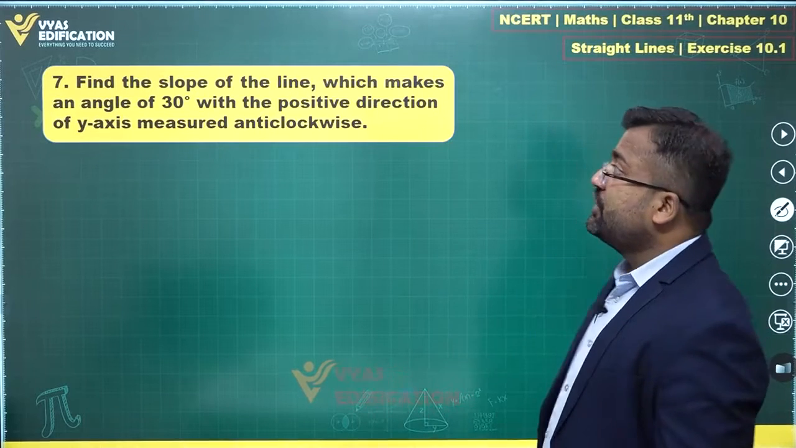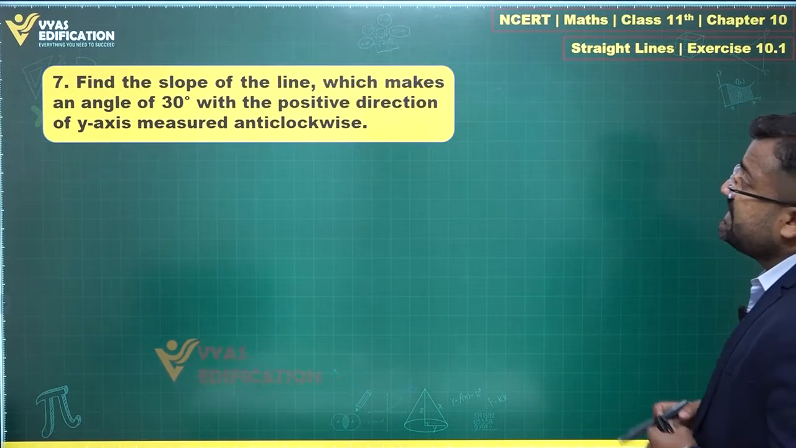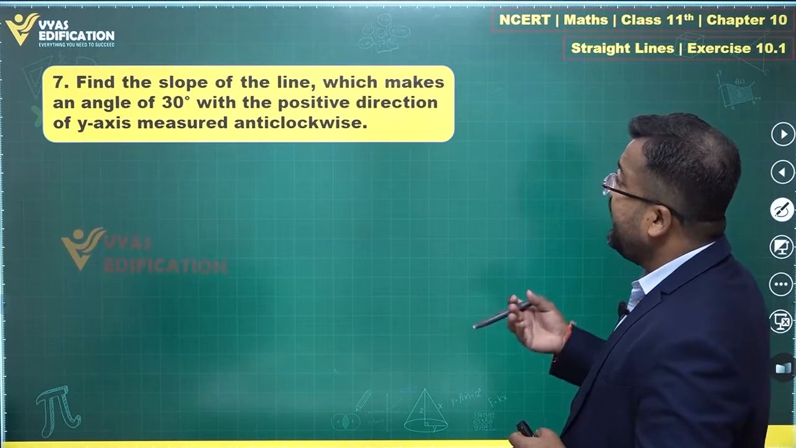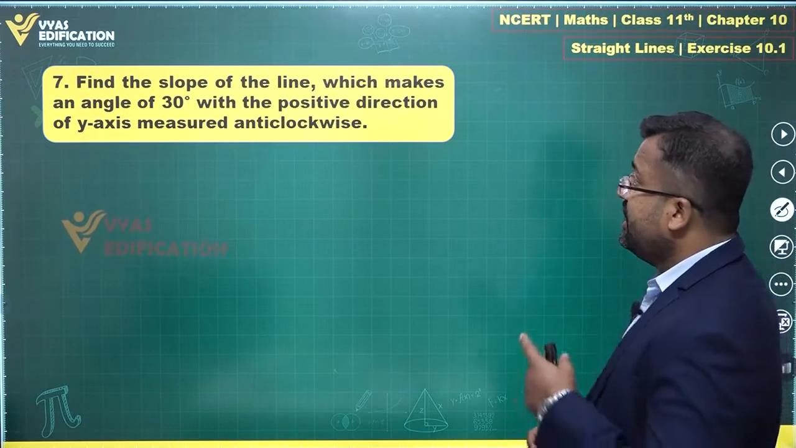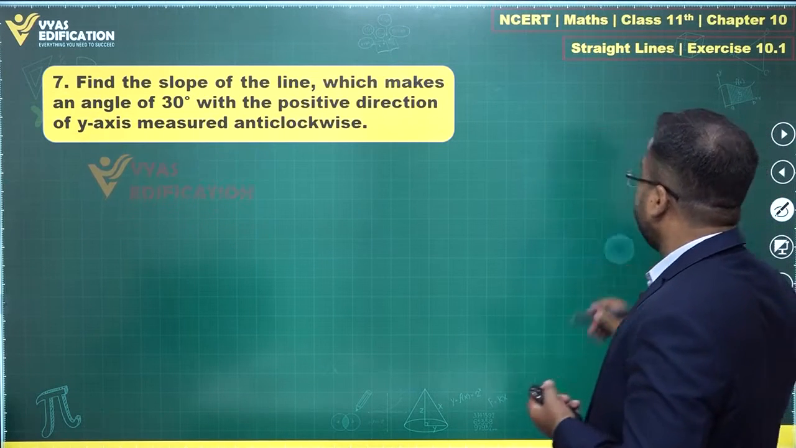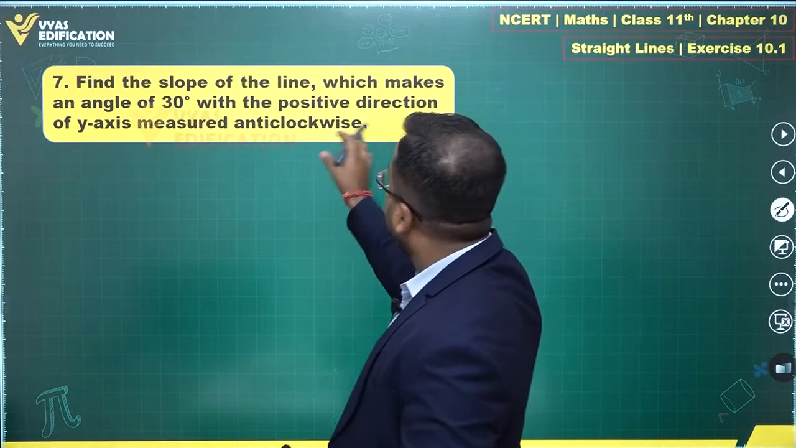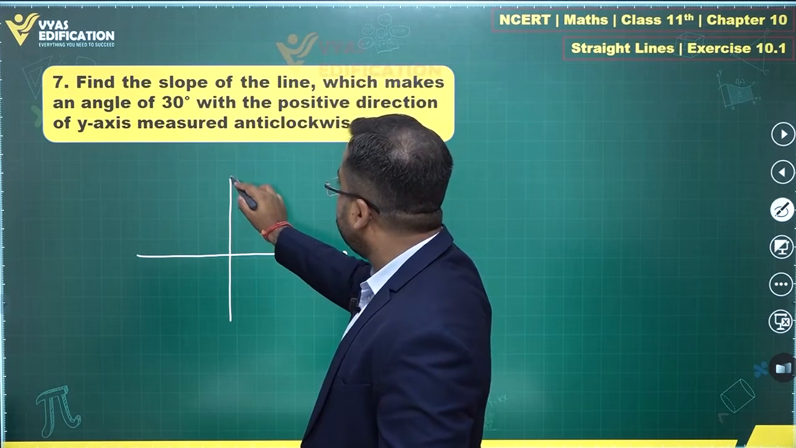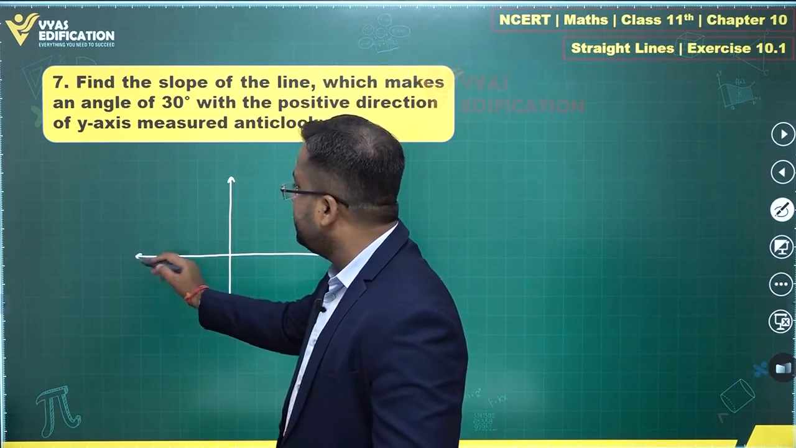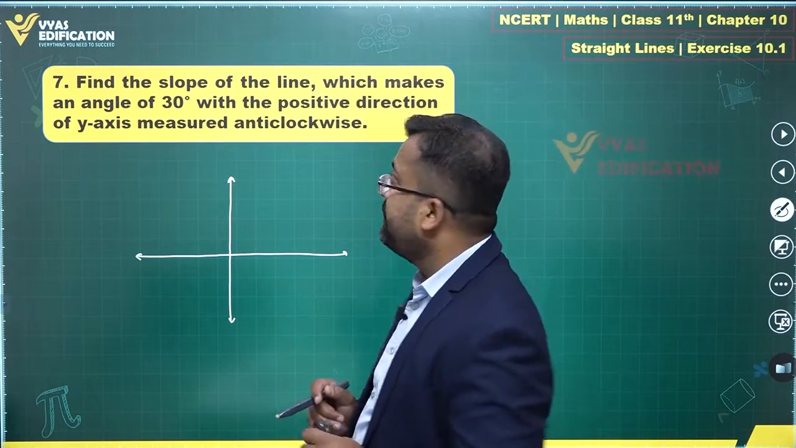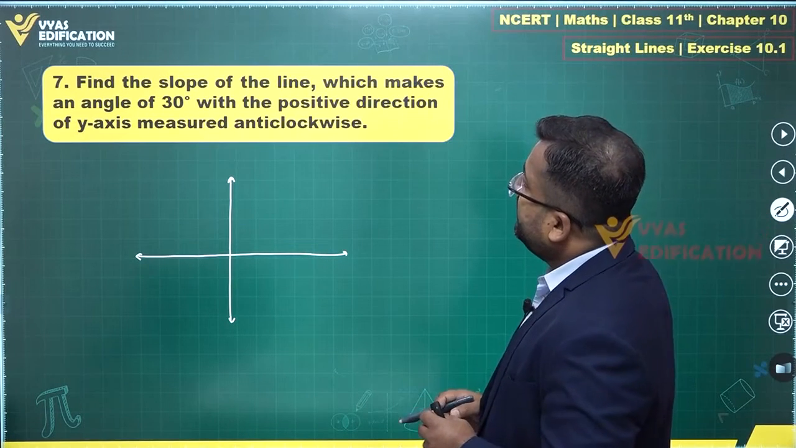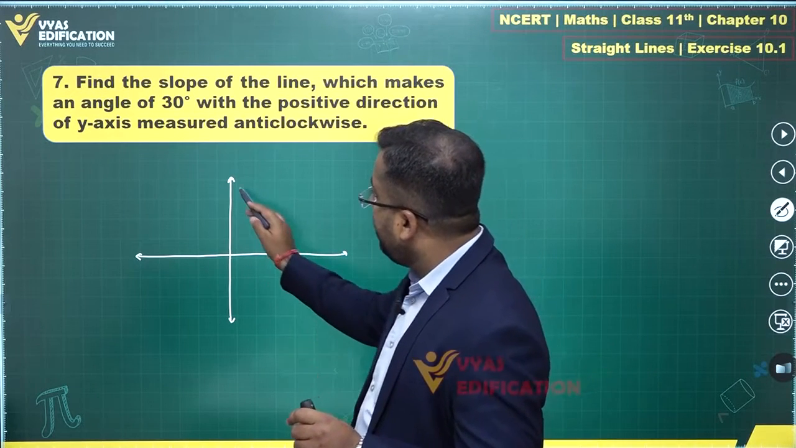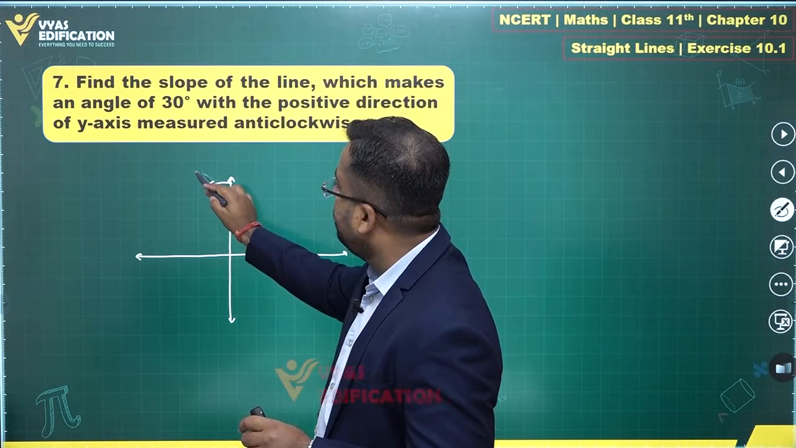Let's talk about the 7th question, which says find the slope of the line which makes an angle of 30 degrees with the positive direction of the y-axis measured anti-clockwise. Pretty interesting. We are given the inclination in some other way, not directly with respect to the positive x-axis. From the y-axis you go anti-clockwise, an angle of 30 degrees.